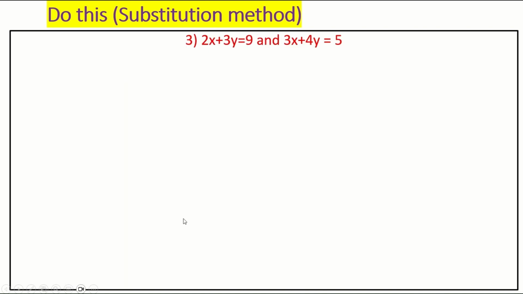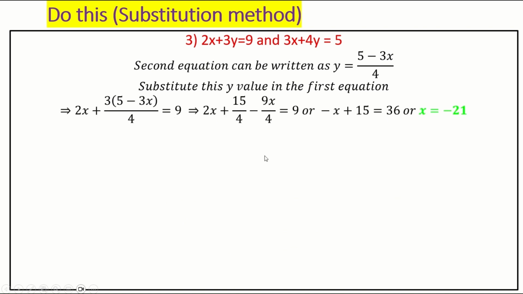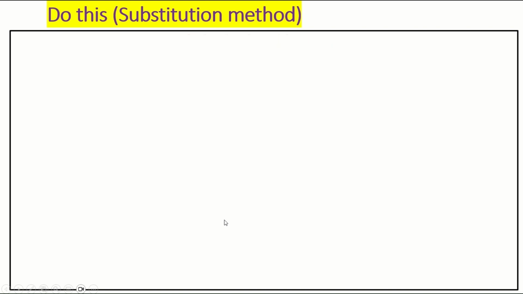Okay. Next, it's the same template. You have to just follow it. So here in this case, I have taken y equal to 5 minus 3x by 4. Substitute it in the first. And then simplify, what you will get is x comma y as minus 21 comma 17. Okay.